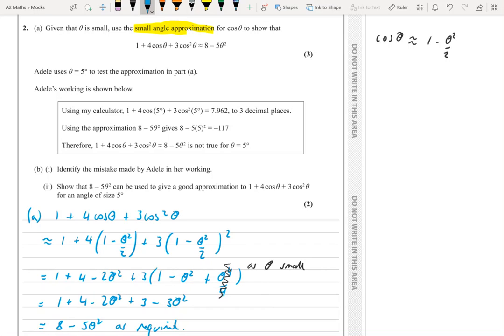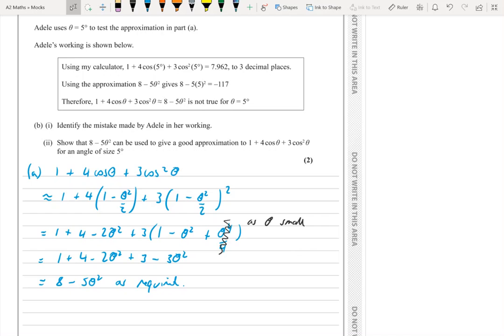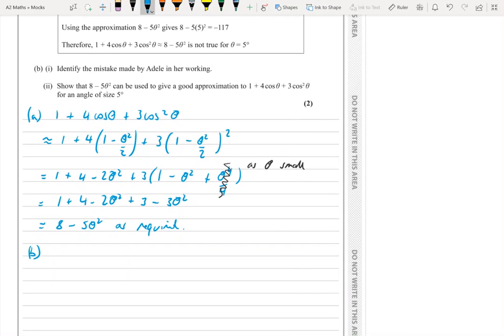Adele uses 5 degrees as a test, so she substitutes that in both sides separately. On the left she gets 7.9, on the right she gets negative 117. Something is seriously wrong. What is the mistake? The mistake is she's worked in degrees, so these approximations are only valid for theta in radians. And you might want to emphasize she's substituted 5 degrees.